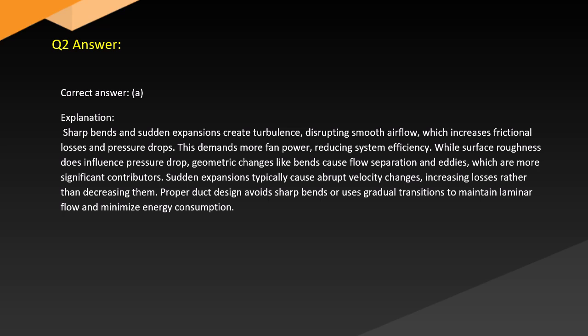Sharp bends and sudden expansions create turbulence, disrupting smooth airflow, which increases frictional losses and pressure drops. This demands more fan power, reducing system efficiency. While surface roughness does influence pressure drop, geometric changes like bends cause flow separation and eddies, which are more significant contributors. Sudden expansions typically cause abrupt velocity changes, increasing losses, not decreasing them. Proper duct design avoids sharp bends or uses gradual transitions to maintain smooth flow and minimize energy consumption.